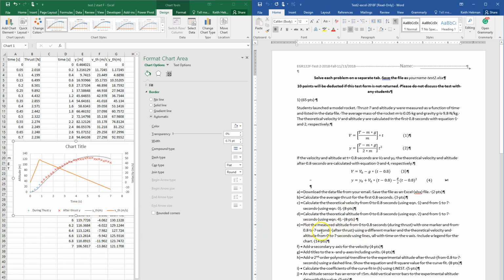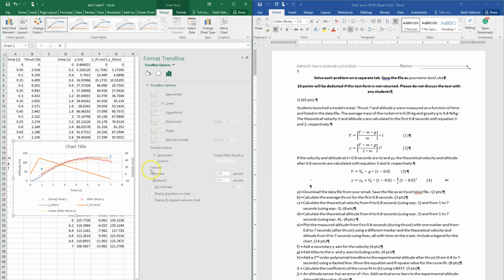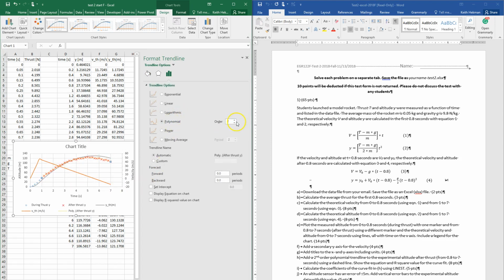We have a legend. And we want to add a second order polynomial trend line to the experimental altitude after thrust using a dashed line. So we can right click, add trend line, a second order polynomial, and then we want to display the equation and R squared.